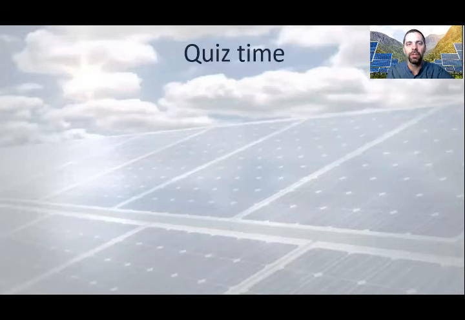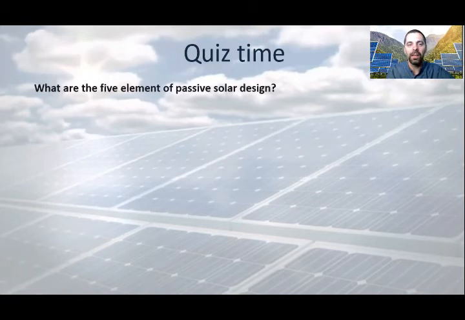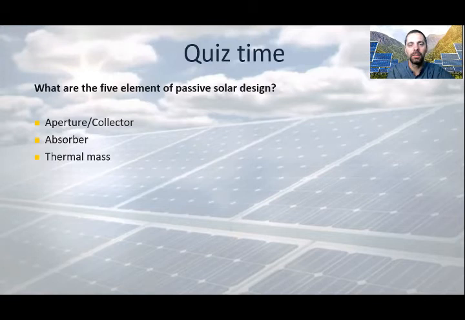After finishing the first part of the chapter, it is time for a short quiz. Let's try to answer the next questions. First, what are the 5 elements of passive solar design? Do you remember? They are aperture or collector, the absorber, thermal mass, distribution, and control.